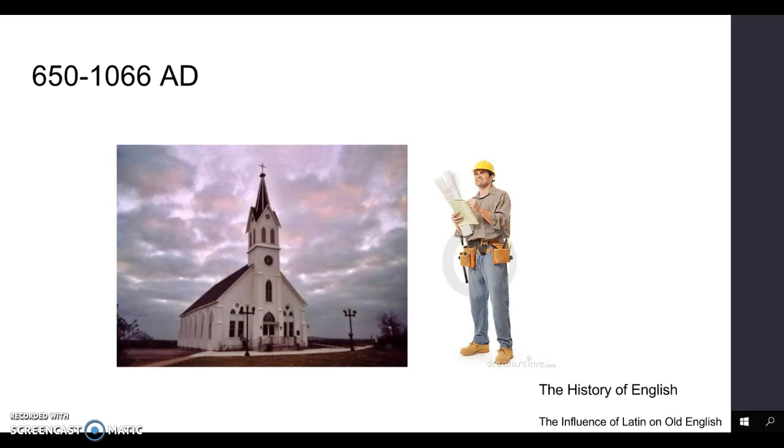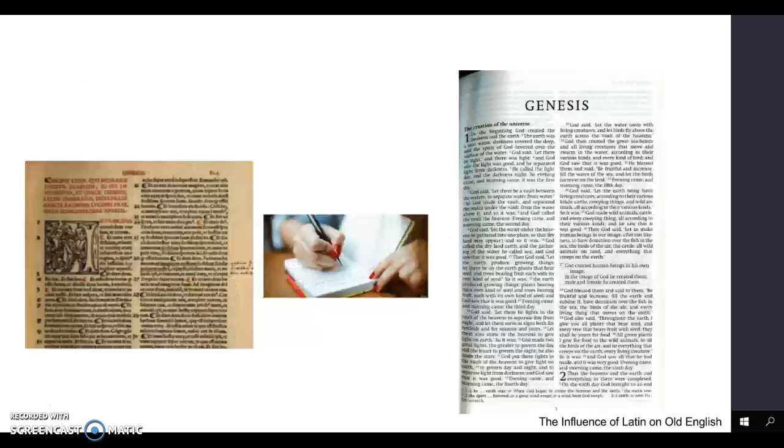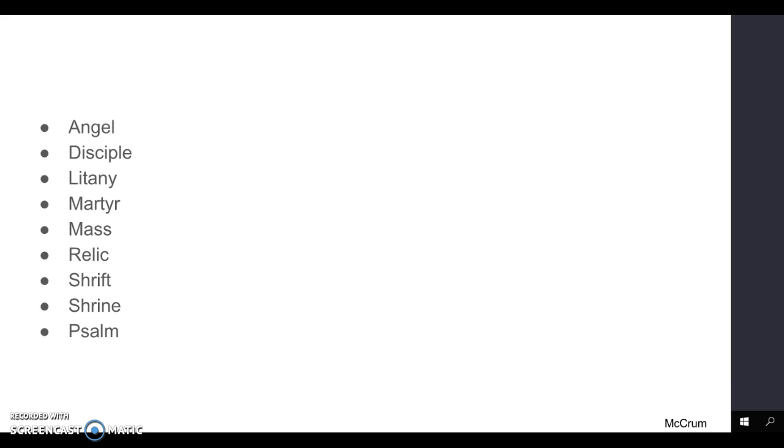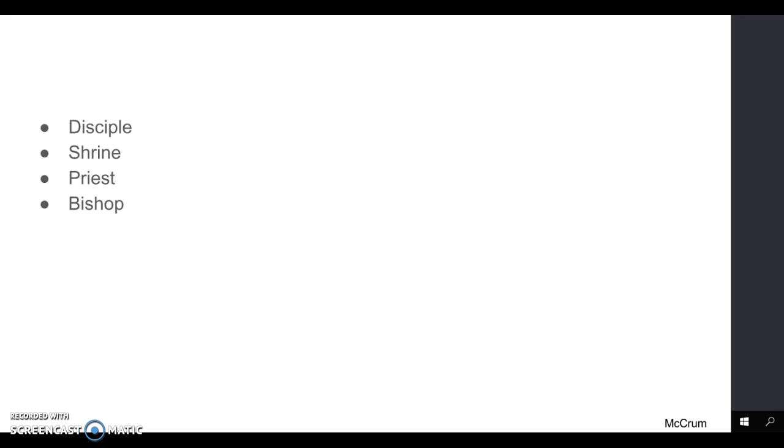The establishment of Christianity came with the building of churches and monasteries. The Bible had been written in Latin up to this point, so with Christianity's spread to Great Britain, it was translated into English. Oftentimes, translators would keep a Latin word while translating the Bible to English if there was no English equivalent of the word. Some words adopted in this period include angels, disciple, litany, martyr, mass, shrift, and shrine. Some other church-related words adopted in this period include disciple, shrine, priest, and bishop.